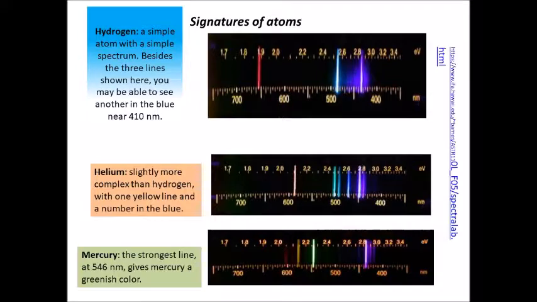Look at helium. Helium is slightly more complex than hydrogen. Why? Because it has got 2 electrons in its orbit. Hydrogen had only 1. And look at the spectrum. It has got 1 yellow line and a number in the blue. See, here are the blue lines. You can see here the blue lines. Then there is one more over here, you can see very near, and this is the yellow line, the bright line. Next, if you see Mercury, in Mercury you will see a very distinct green line at 546 nanometers, and that makes Mercury a little bit greenish in color. So that is the spectrum of Mercury.